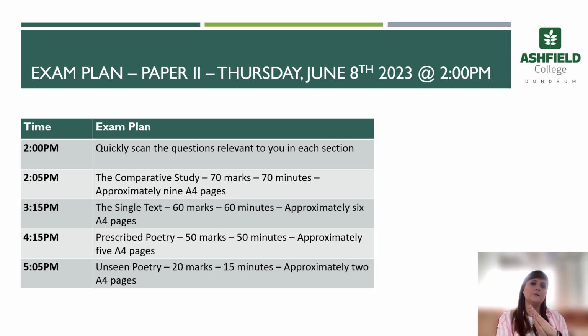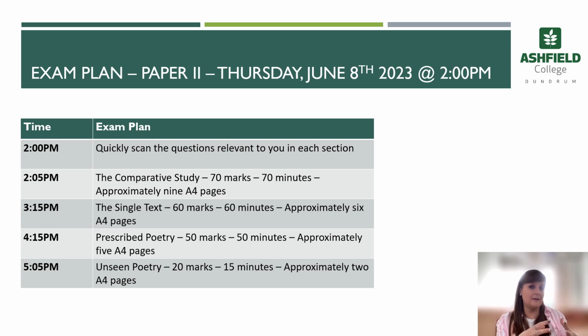One of the things that you'll have noticed is I tend to tell my own students to go question A, question B, composing for paper 1. For paper 2, I tend to say tackle the questions worth the most first. So you'll see I've reflected that in this plan here. So go with the comparative first. It's worth the most. It's 70 marks. You have 70 minutes and it should be approximately 9 A4 pages.